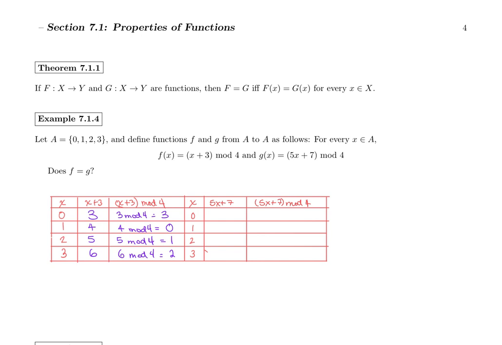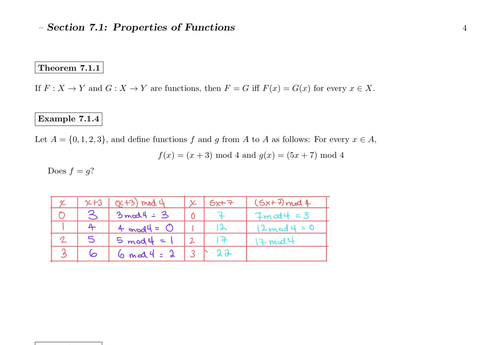If we do the same process for g of x, we have to find 5x plus 7. When x is 0, we get 0 plus 7, which is 7. When x is 1, we get 5 times 1 is 5, plus 7 is 12. 5 times 2 is 10, plus 7 is 17. And 3 times 5 is 15, plus 7 is 22. So then we need to find 7 mod 4, which would be 3 because it's 4 times 1 plus 3. 12 mod 4 would be 0 because 12 is a multiple of 4.